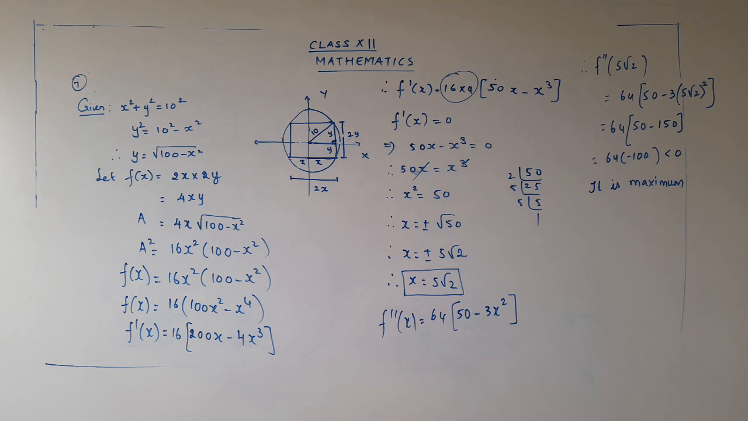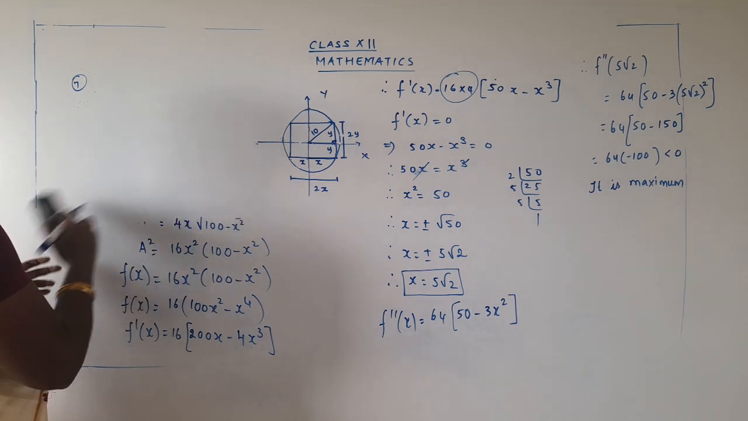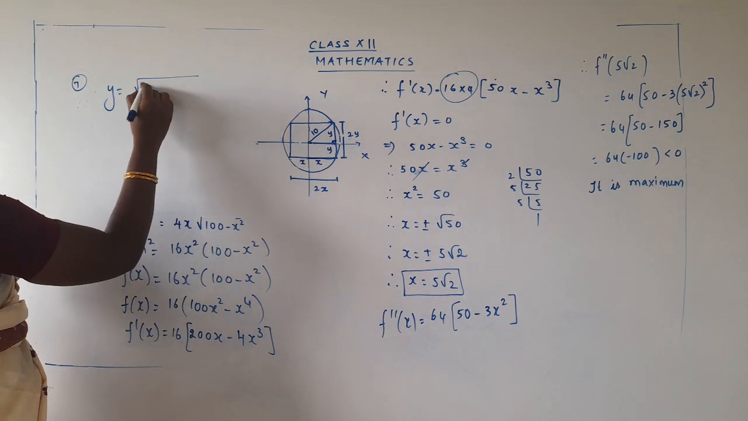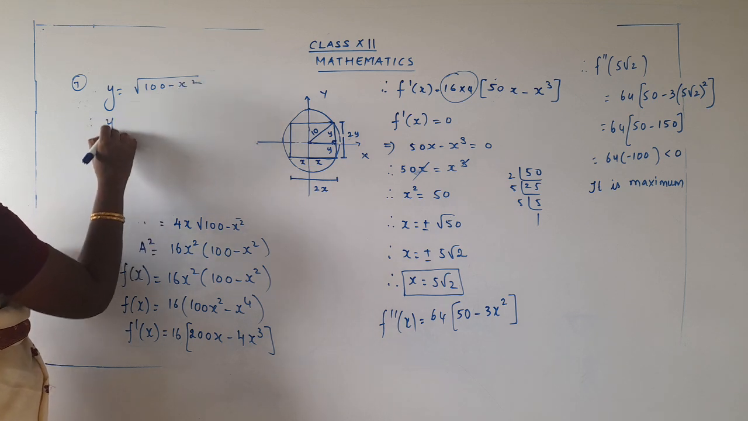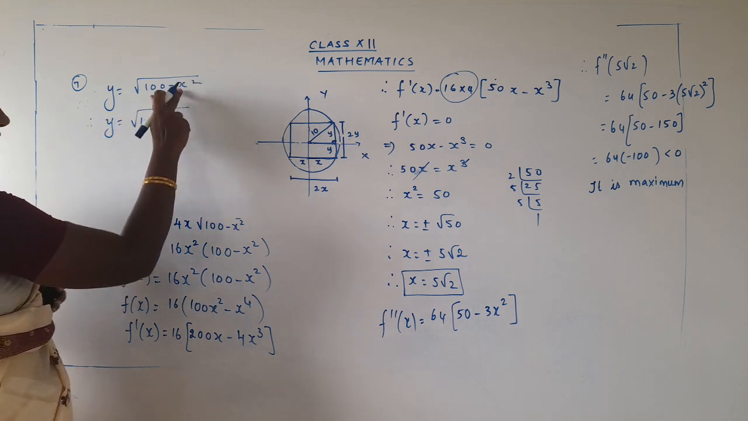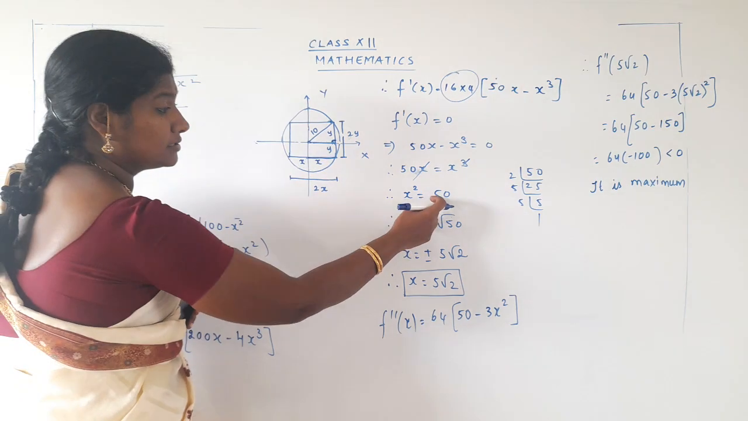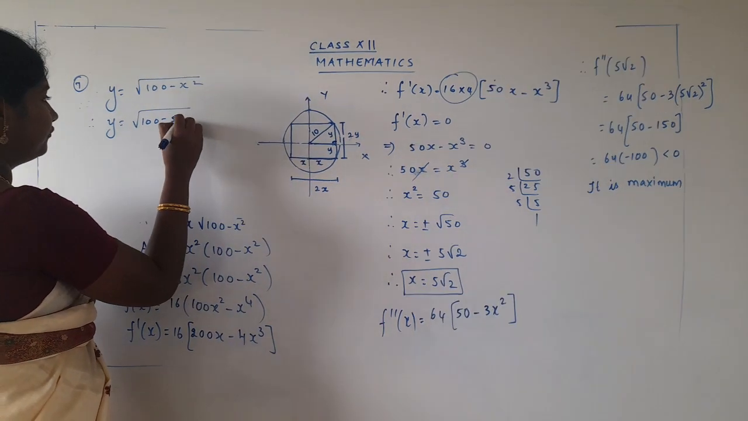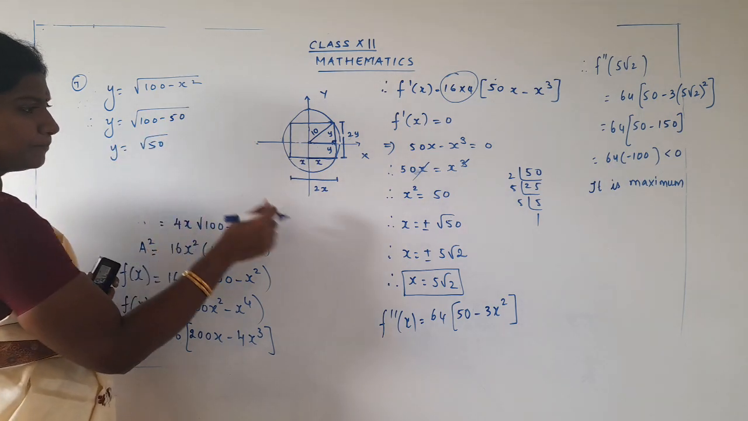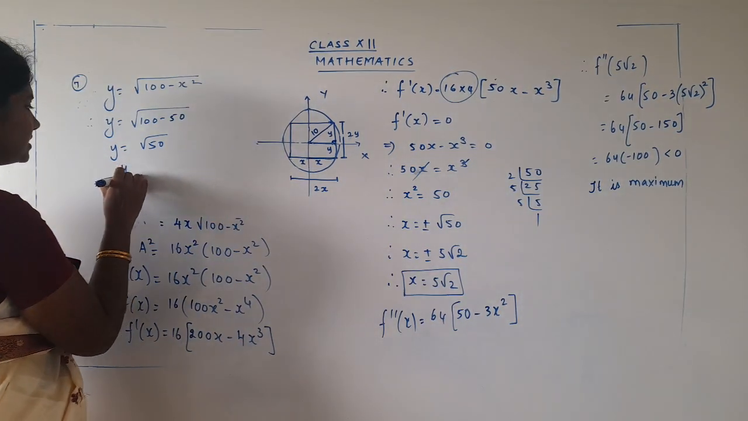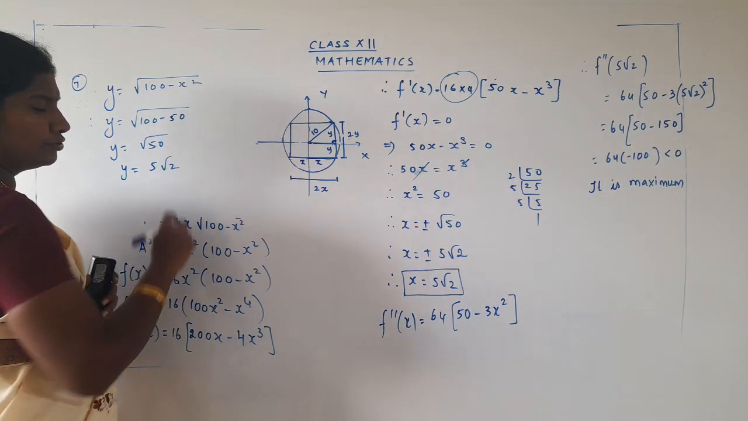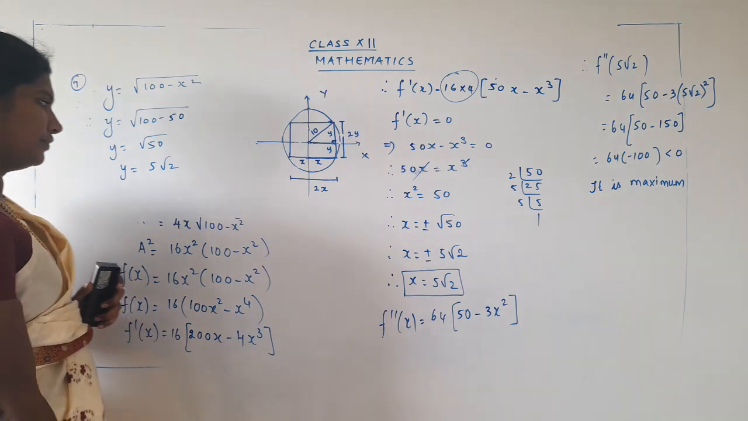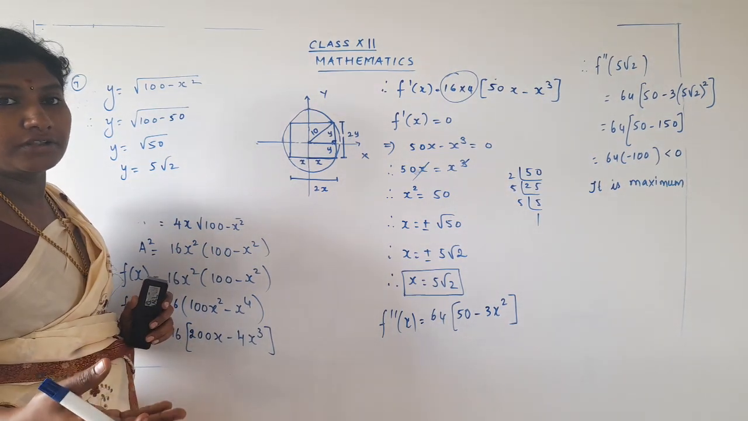Now we know the value for x. So now the only thing left out is we have to find out the value for y. So let's find out the value for y. So y is equal to square root of 100 minus x square. Therefore y is equal to root of 100 minus x square. That means, what is the value for x square? 50. I'll put here directly 50. So y is equal to root of 50. So if it is root of 50, I get the answer as 5 root 2. No need to take the negative one, just go with the positive value. So we have found the value for x and we have found the value for y.